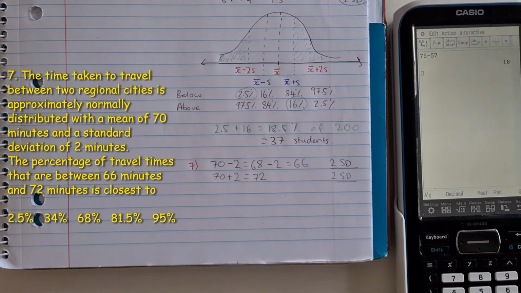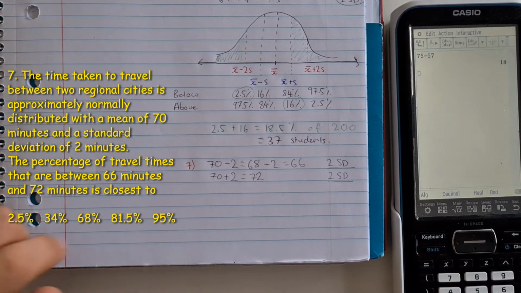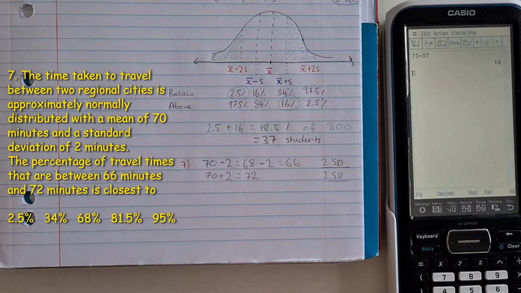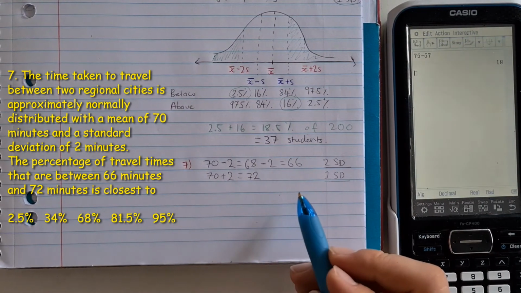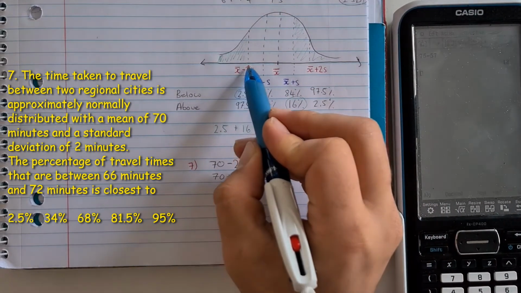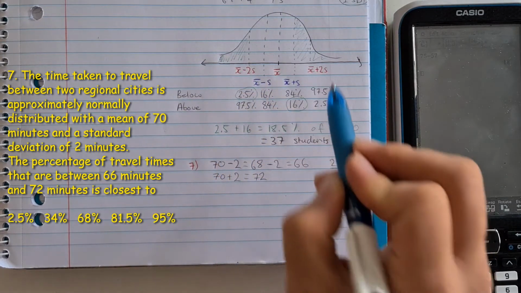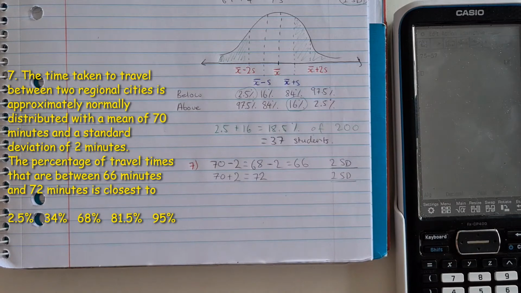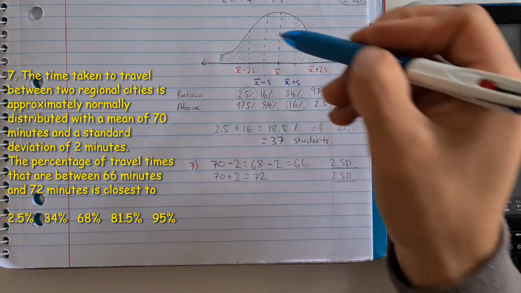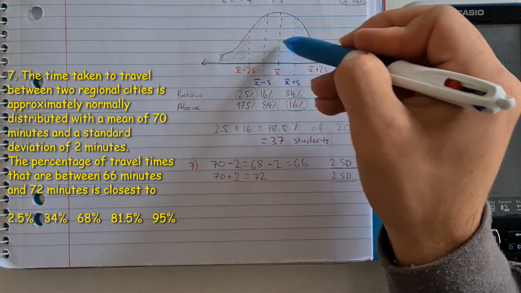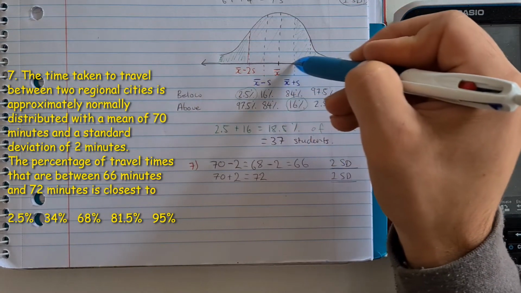The question's asking us, what is the percentage of travel times that are between these two numbers? So again, if we look at this chart here, now we're trying to find out, here would be our 66, 2 standard deviations below the mean, and here would be our 72, 1 standard deviation above the mean. So in this question, we're asking what's the percentage that lies between these 2 points?